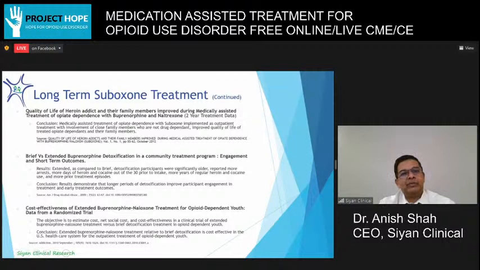Long-term Suboxone treatment has been shown in multiple research studies to save cost for patients, or to be an economically more viable option for family members. And it also saves tons on various emergency room visits, hospitalizations, and other tertiary level care that our patients receive because of their opiate use disorder issues. So it's a very cost-effective treatment overall for everyone.